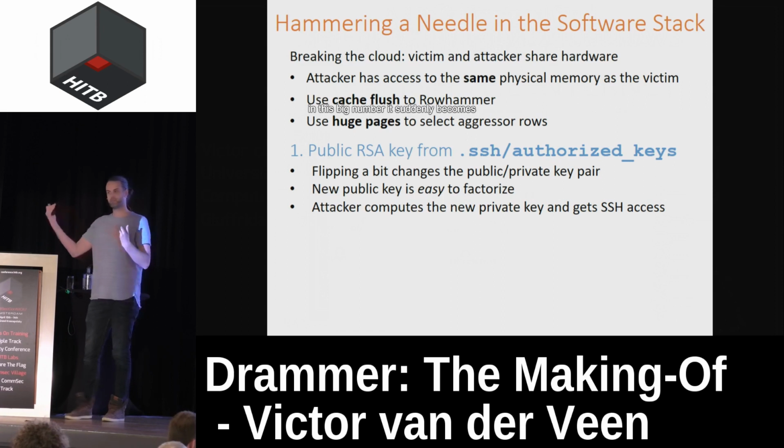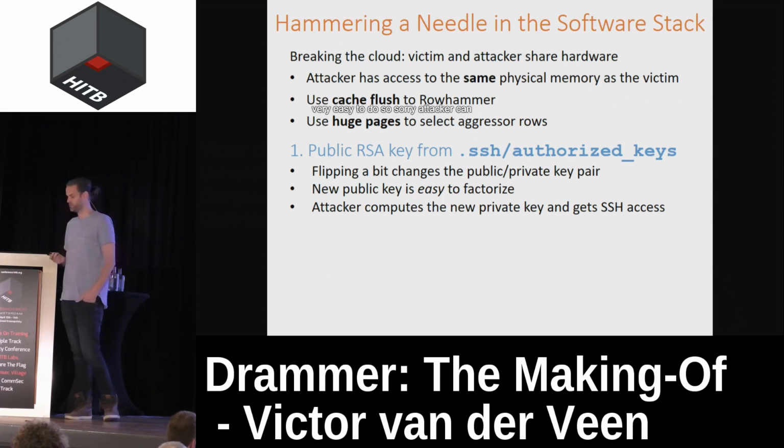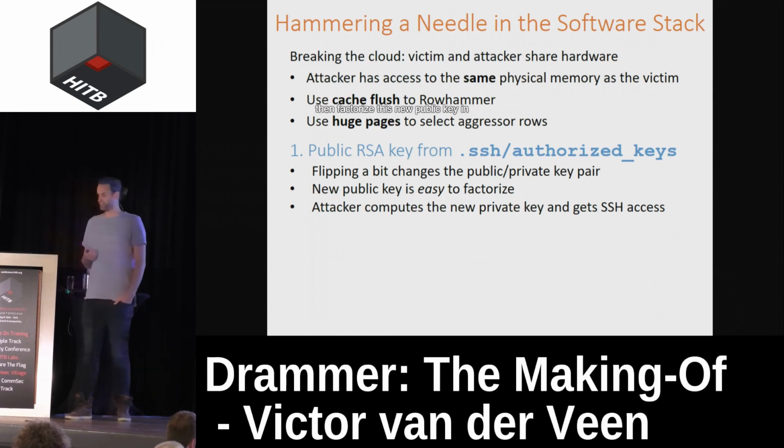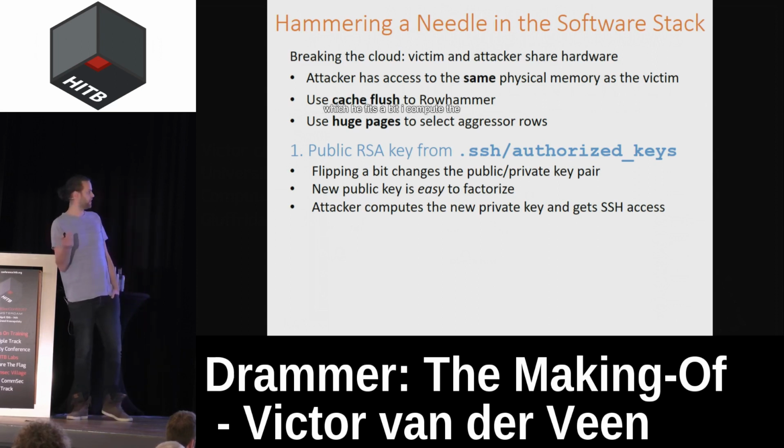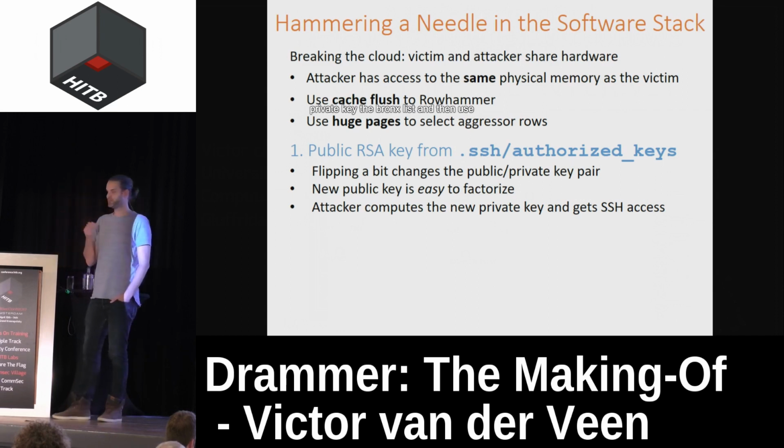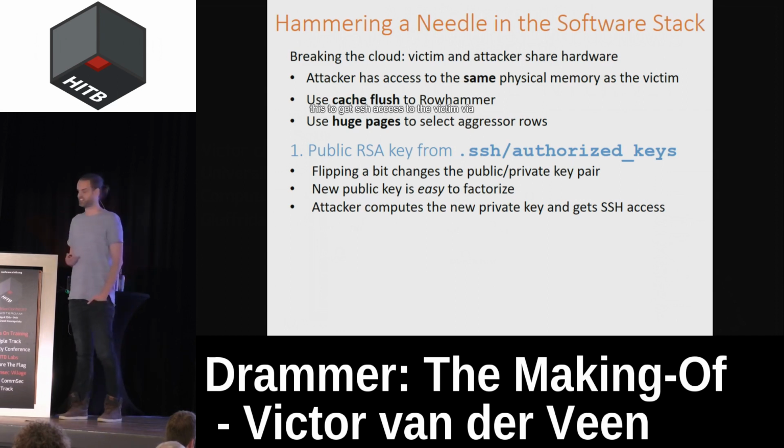But if you flip a bit in this big number, it suddenly becomes very easy to do so. So the attacker can then factorize this new public key in which he flipped a bit, compute the private key that belongs to this, and then use it to get SSH access to the victim VM.